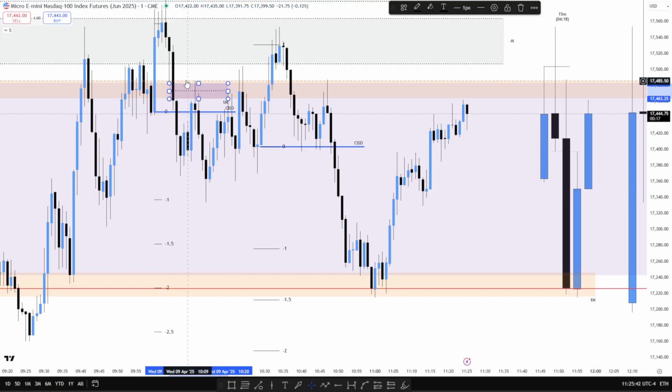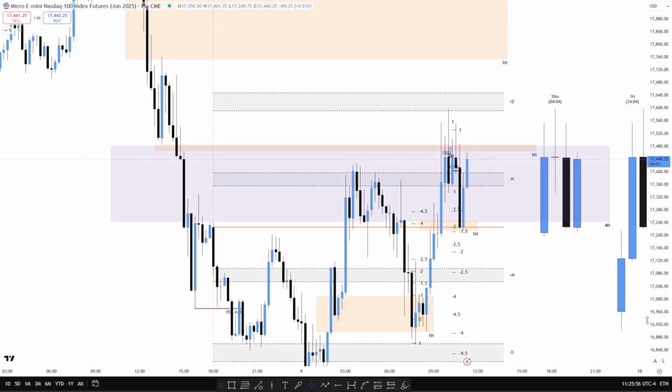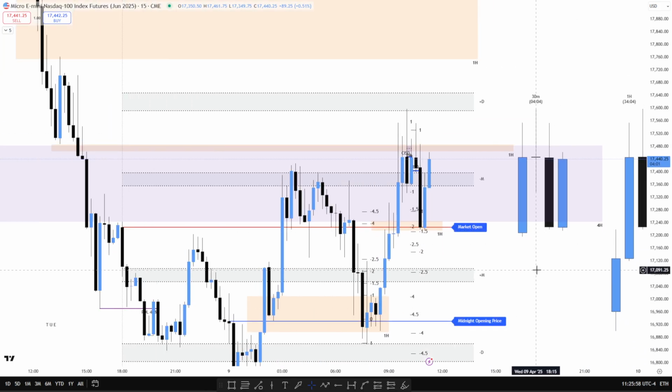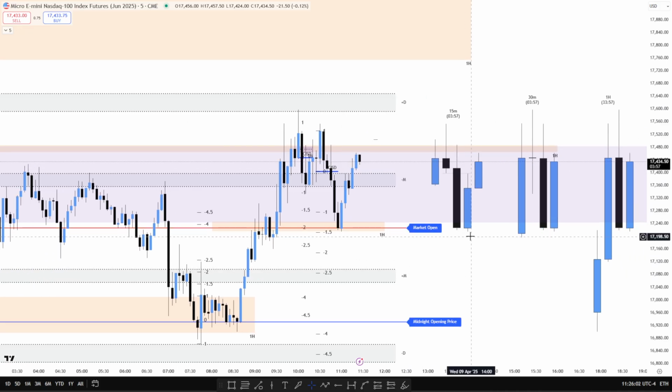So I got this trade coming down, this trade coming down, and then, like I said, I'm done for the day. Keep it in mind, I got market open below us, midnight open below that. In fact, let me jump up to the higher time frame, and you can see, just look at the 15-minute candles, look at the 30-minute, even the 1 hour. It's just, we're just back and forth, back and forth, back and forth.